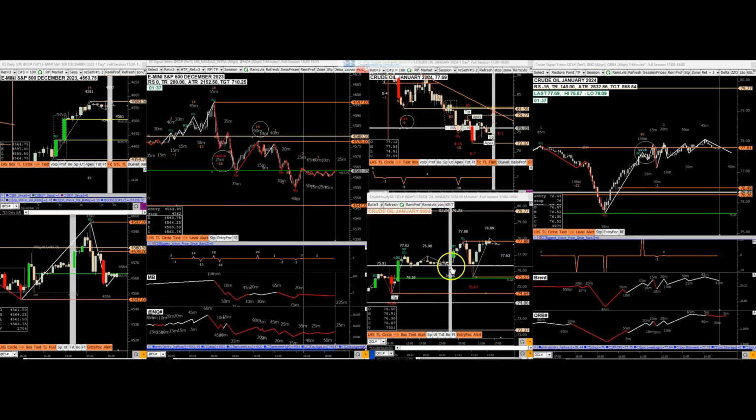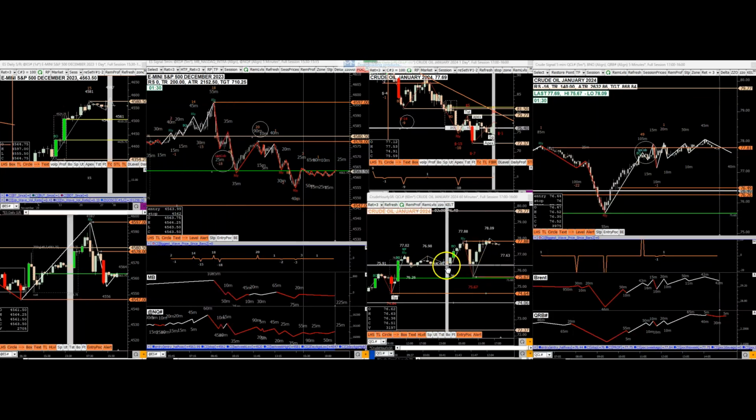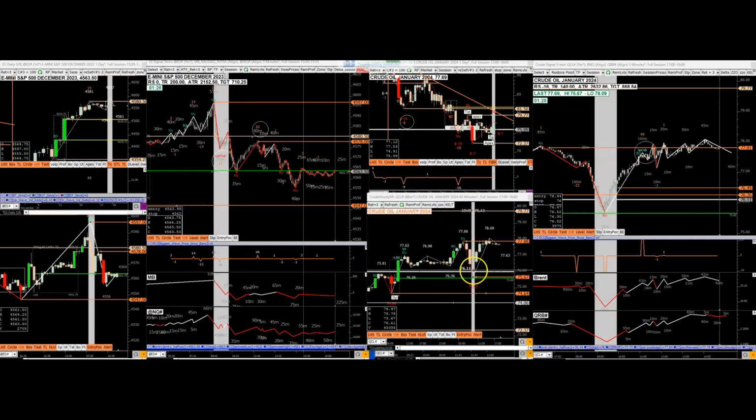You could see these two lows. Low here, 76.26, 76.36, was in jeopardy of a breakdown. And what happened is that breakdown was actually a spring. Why was it a spring?